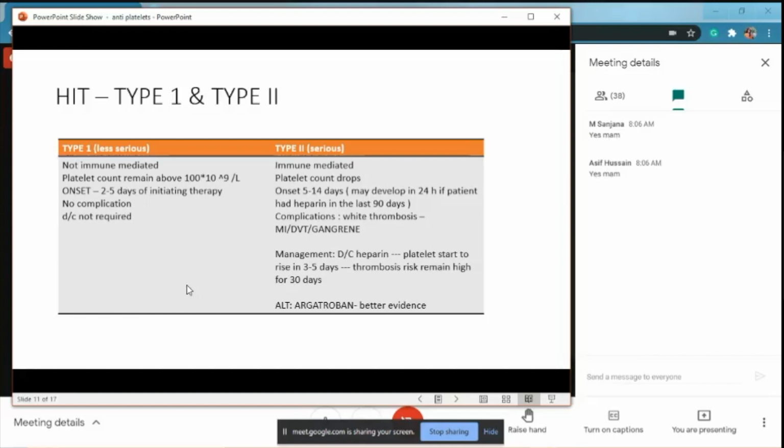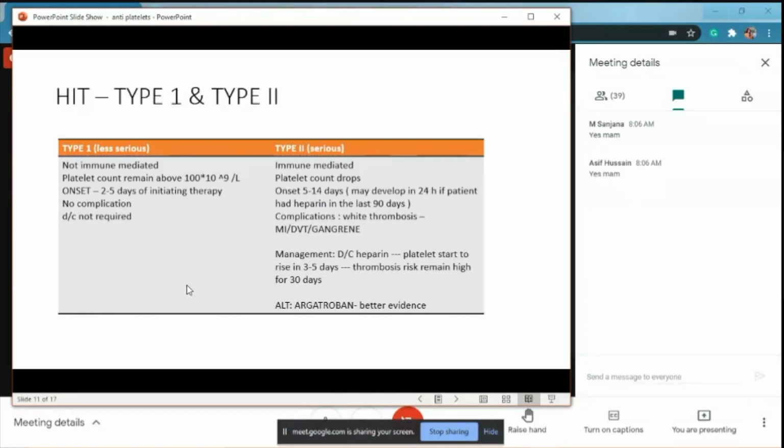Okay. And when it comes to complication, there is no complication in type 1, but in type 2 we have a complication which is really important to know. It includes the formation of white thrombosis. So what is white thrombosis? White thrombosis is just a combination of platelets and fibrin, which is a serious complication. It can lead to stroke, myocardial infarction, DVT, gangrene, and so on. So it's a very serious complication.